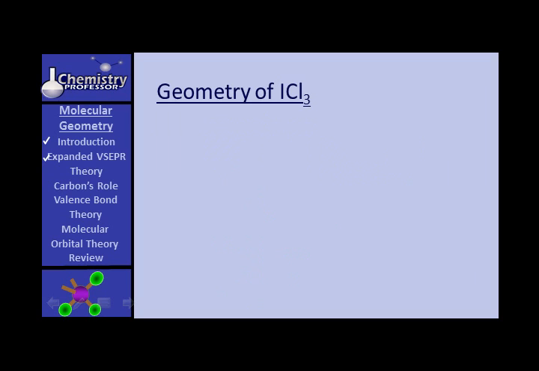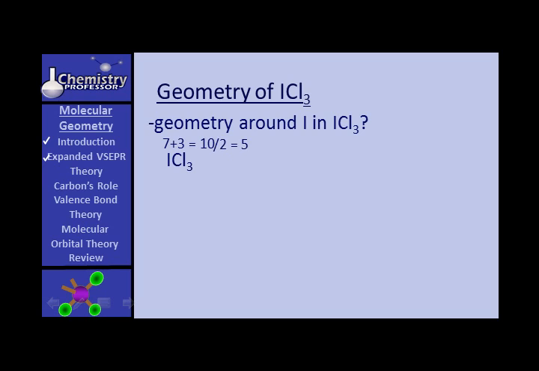Let's look at the geometry of ICl3 now. It's going to give us some interesting things to think about. Let's start first. What is the geometry around the iodine in ICl3? Figure it out. I'll stop for a moment and let you work it through. And did you have 7 plus 3 is 10? Divided by 2 is 5, telling us then that the geometry around the iodine is trigonal bipyramidal. That's where we're going to find electron densities distributed around the iodine.